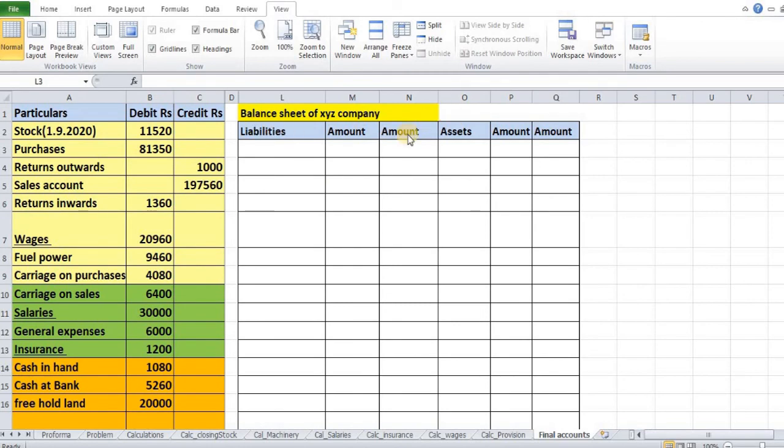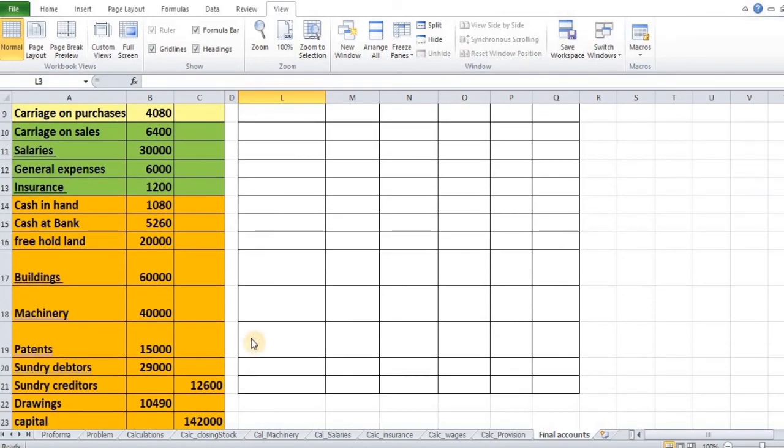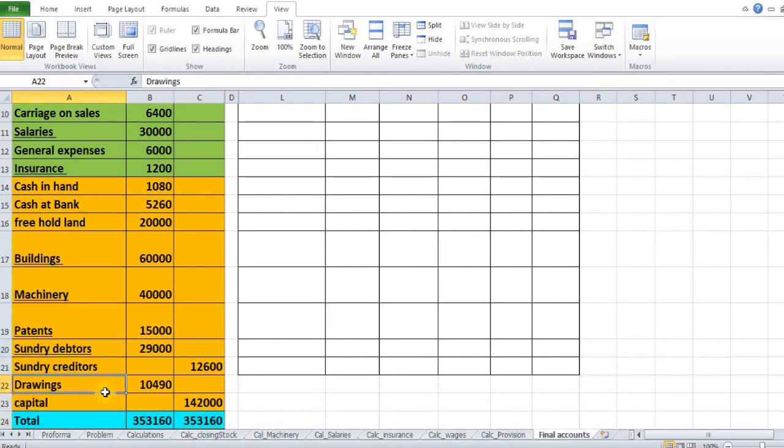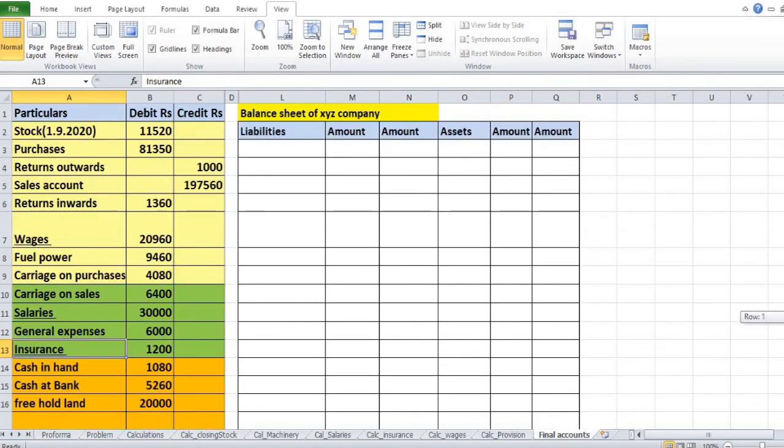In this problem, I have colored balance sheet accounts in orange color. Those are cash in hand, cash at bank, buildings, freehold land, machinery, patents, capital, sundry debtors, sundry creditors and drawings. We have adjustments for buildings, machinery, patents, sundry debtors and closing stock, and also insurance for the asset side.